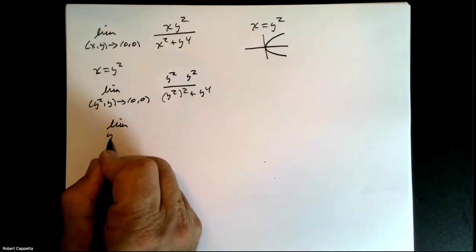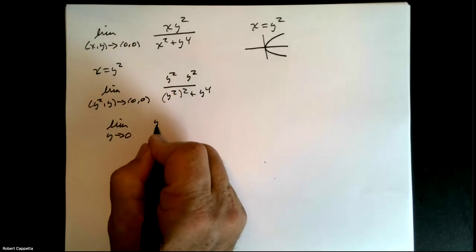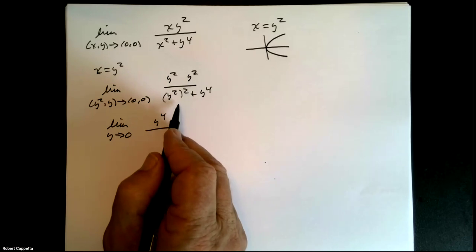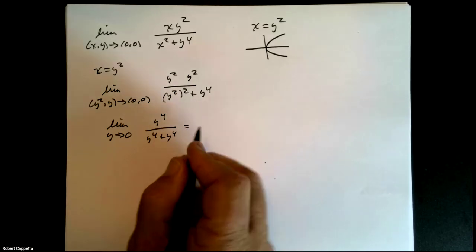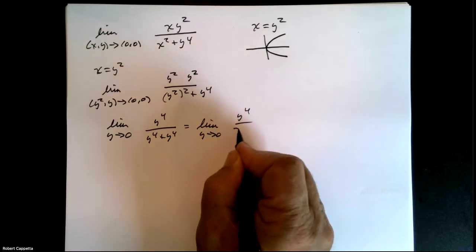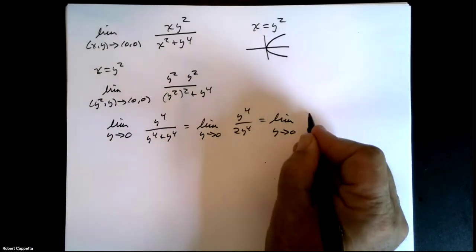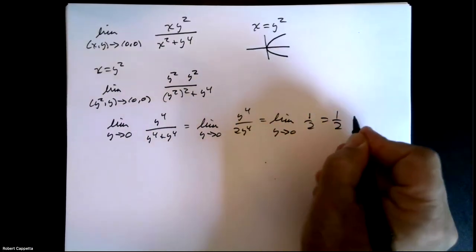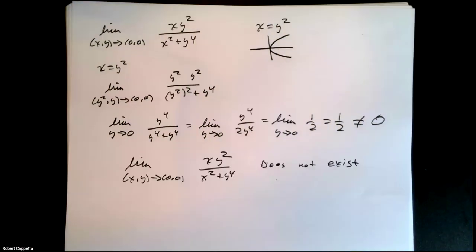Now this is the limit as y goes to 0. Y squared times y squared is y to the fourth. What do I have on the bottom? Y squared squared, y to the fourth, plus y to the fourth. Interesting. Which is the limit as y goes to 0 of y to the fourth over 2y to the fourth, which is the limit as y goes to 0 of 1/2, which equals 1/2, which is different from 0. So what is my conclusion? The limit as (x, y) approaches (0, 0) of xy squared over x squared plus y to the fourth does not exist.